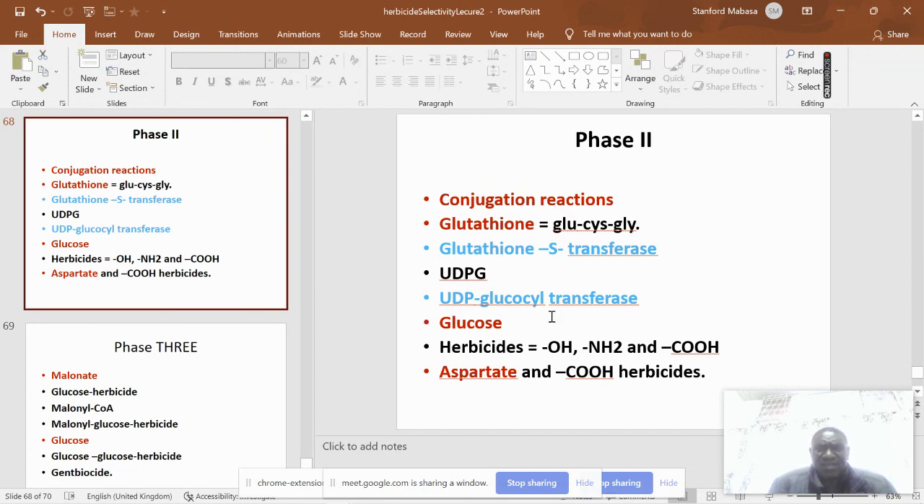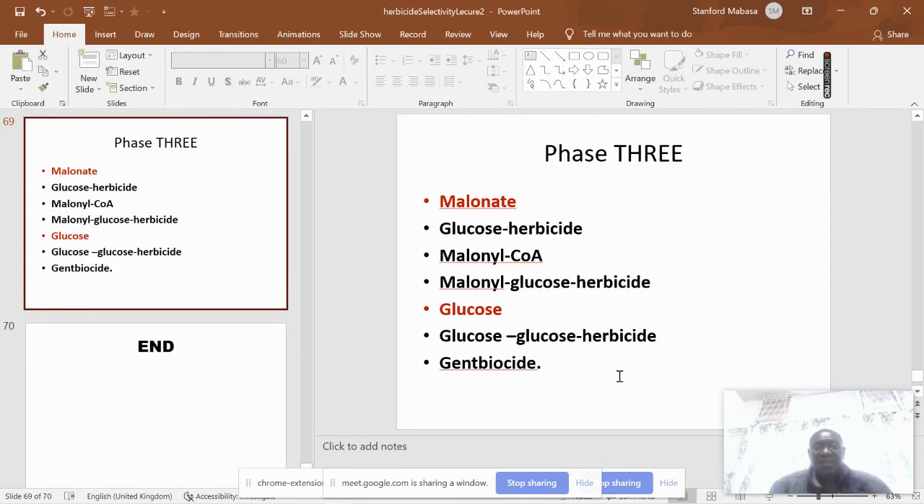UDP glucosyltransferase is the enzyme which is important. UDPG can produce glucose, and it is glucose which will join the herbicides with OH, NH2, and COOH. We also have aspartate, which is an amino acid, which will react with such herbicides. Then, of course, we have malonate, which will produce malonyl, which will join to glucose herbicide from phase 2.